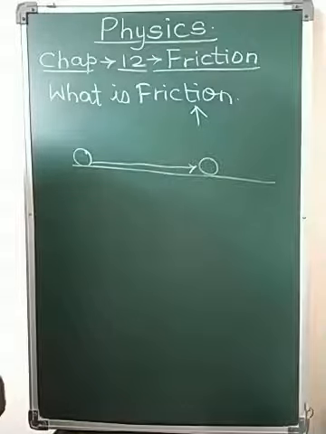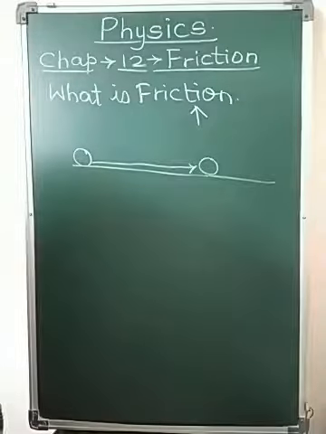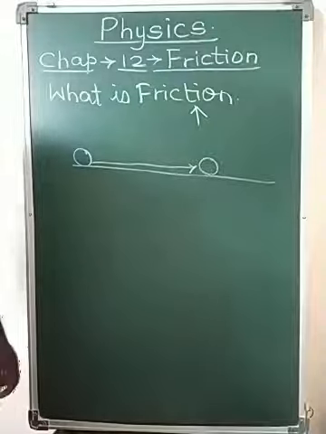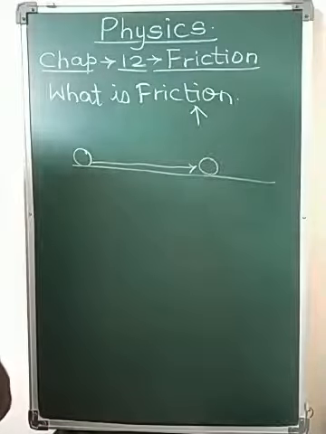When a ball is rolled on the ground, the surface of the ball and the surface of the ground rub against each other. This gives rise to a force that acts in the opposite direction of the motion of the ball. Such a force is called friction. It slows down the motion of the ball.